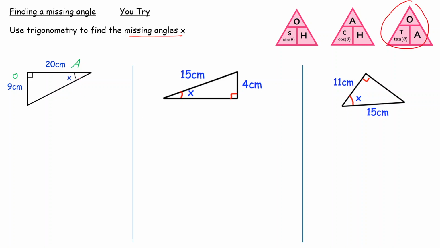I'm trying to find the missing angle x, so that's going to be the tan theta part. So tan of the angle theta is equal to, put your finger over it, because that's what you're trying to find, and you can see it's O divided by A.